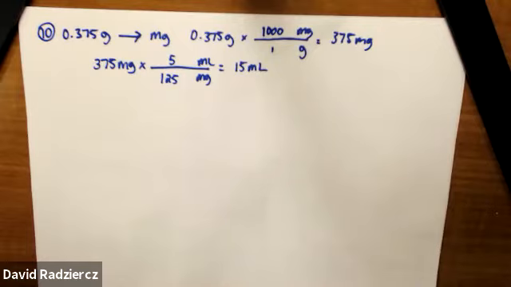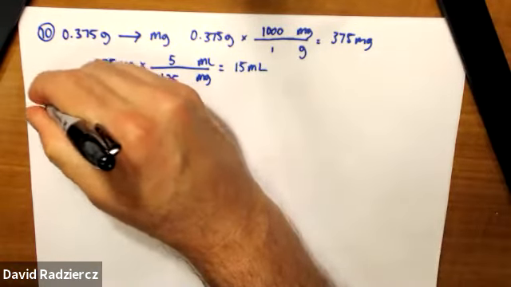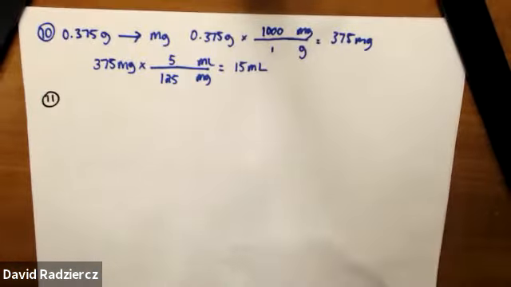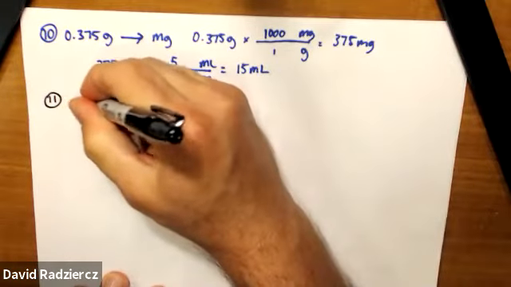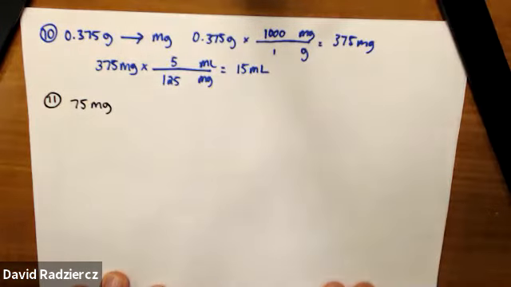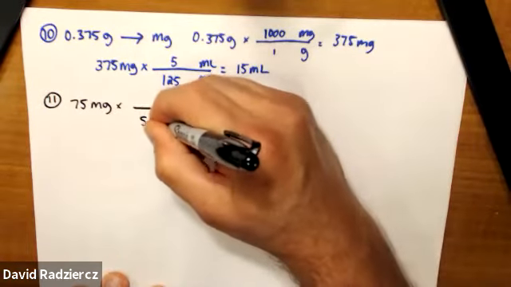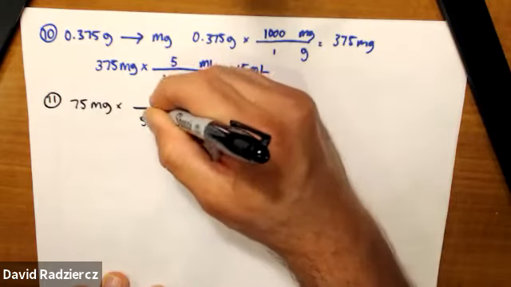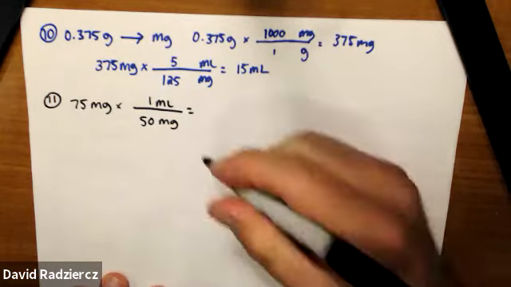I said I would do 11 before we move on to 16. So for 11, I'm going to assume that everyone knows how to answer the question. It was just marking the syringe, but I need to know what that answer is. So my order is 75. I have available 50 milligrams per milliliter. 75 divided by 50 is 1.5 milliliters.